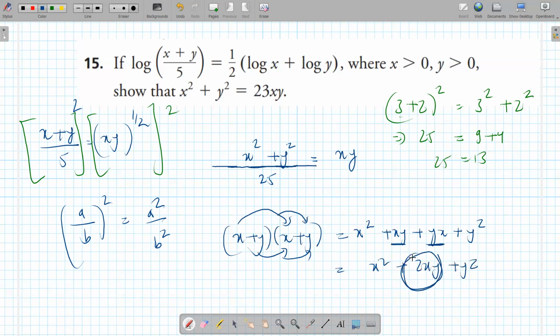So this is the missing component. In this example, if you do 2 times x, 2 times 3 times 2, that's a 12, and then it adds up to 25. So this is the missing component. It's going to be plus 2xy.